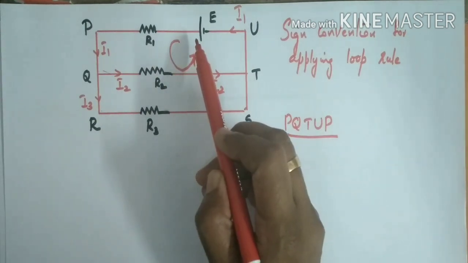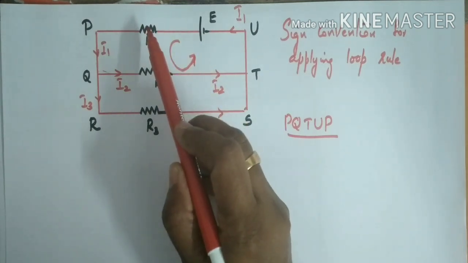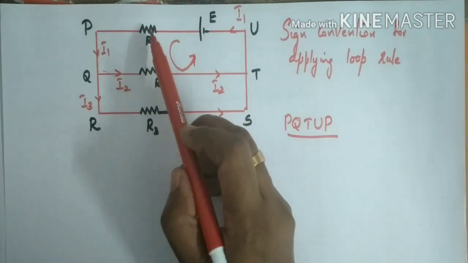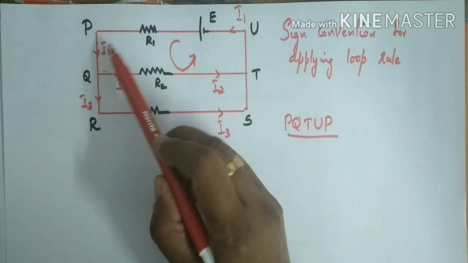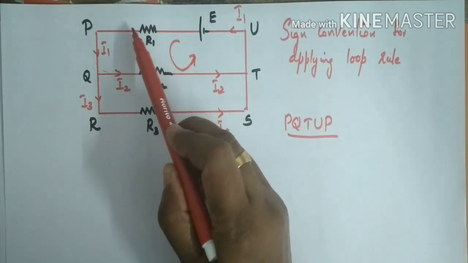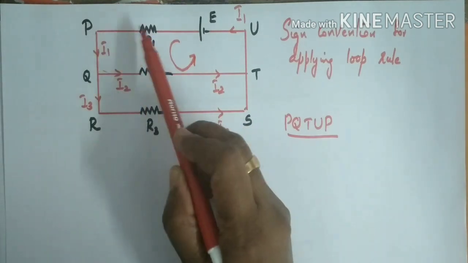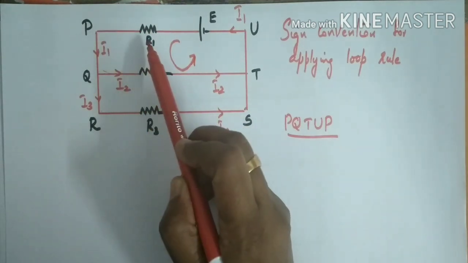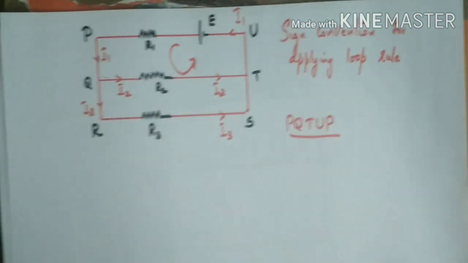Now, according to the loop rule, the total potential difference is equal to 0. So what is the potential difference across this resistance R1? I1 into R1. Here the assumed direction is like this, from positive to negative. So the assumed direction and the original direction are the same, and hence its potential difference is taken as positive. So that is the first sign convention.